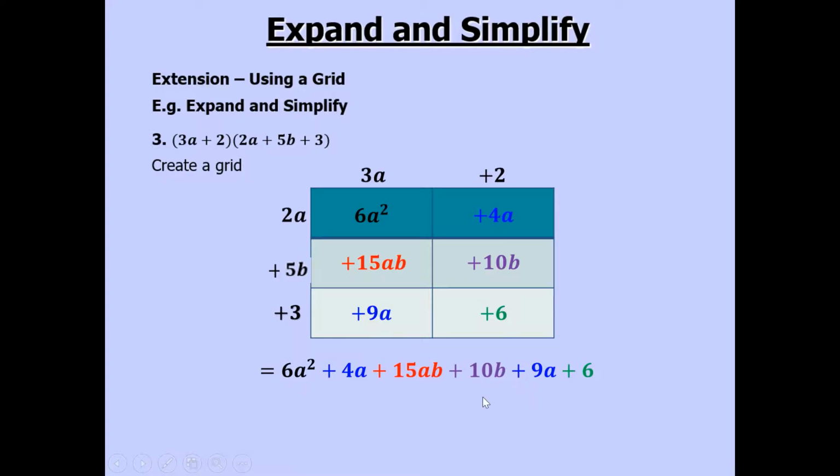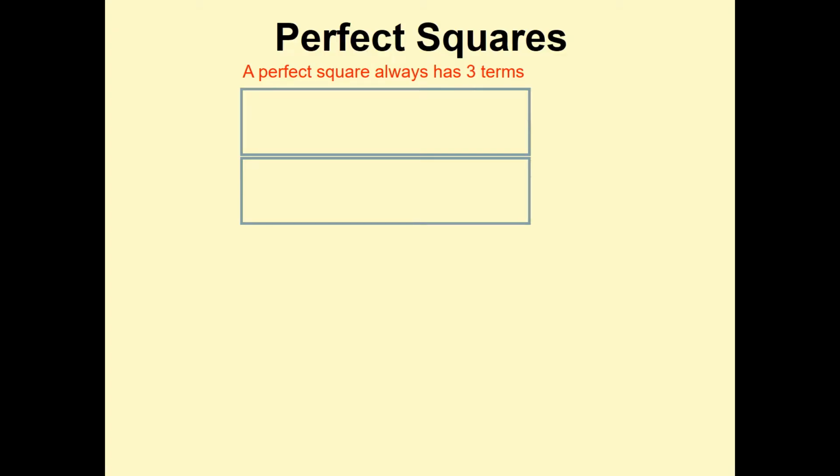9a plus 6. So in this case we can see that 4a and 9a are like terms, so we can simplify them further. So 6a squared plus 13a plus 15ab plus 10b plus 6 is your final answer. Next one, we'll look at perfect squares. Perfect squares will always have 3 terms.